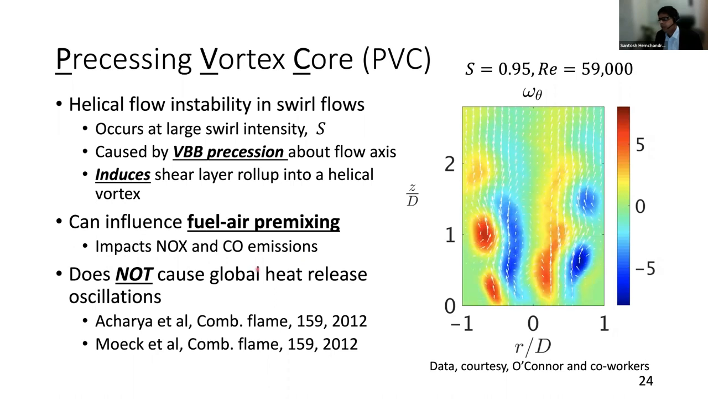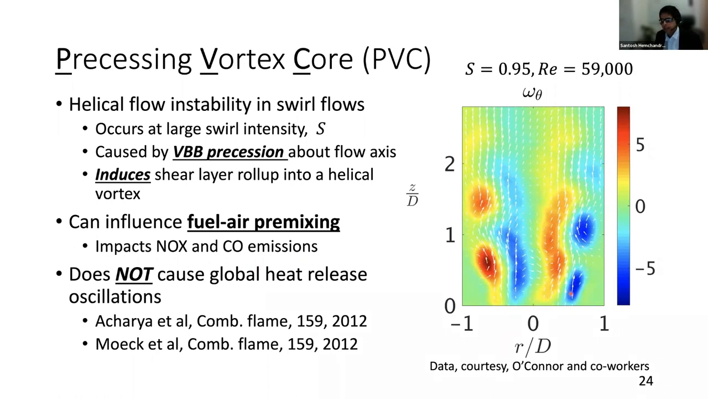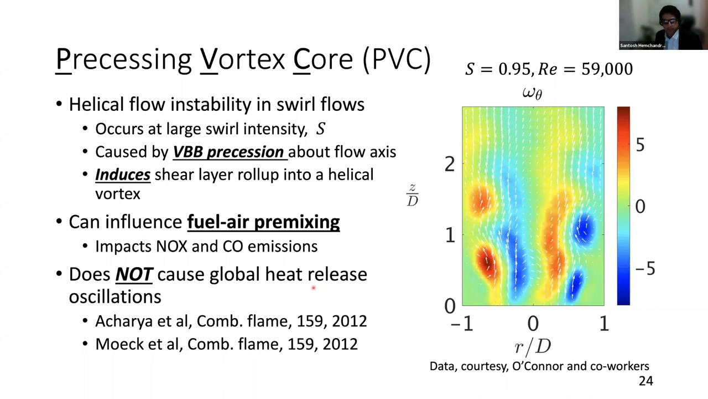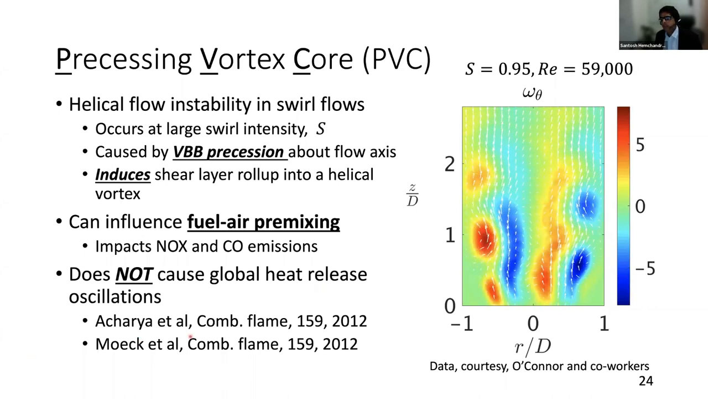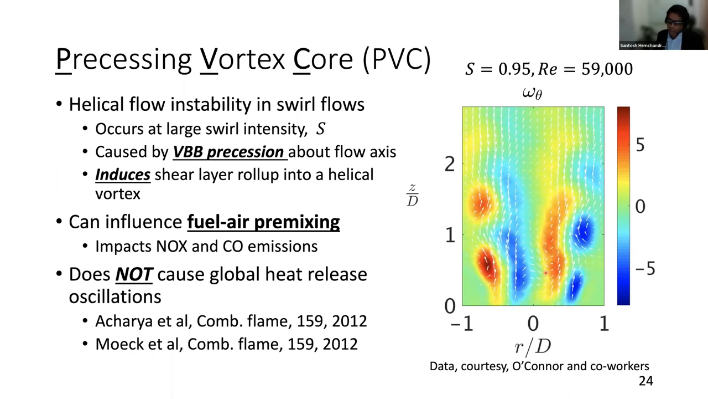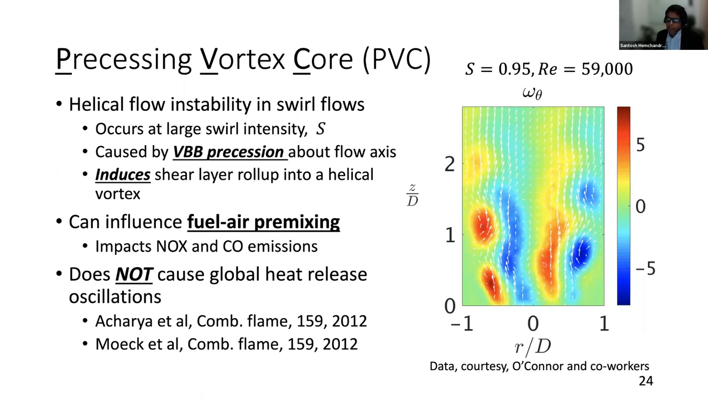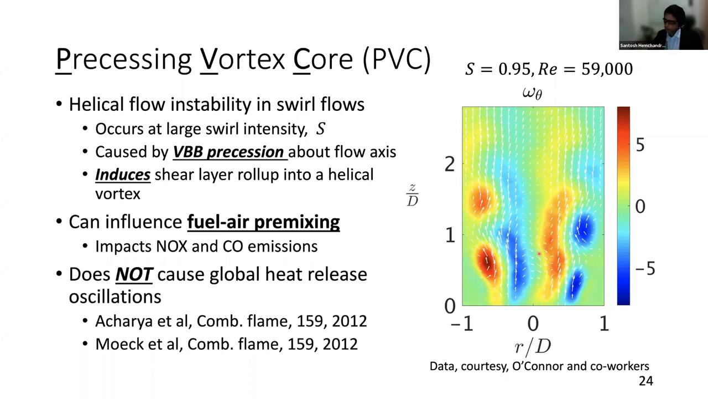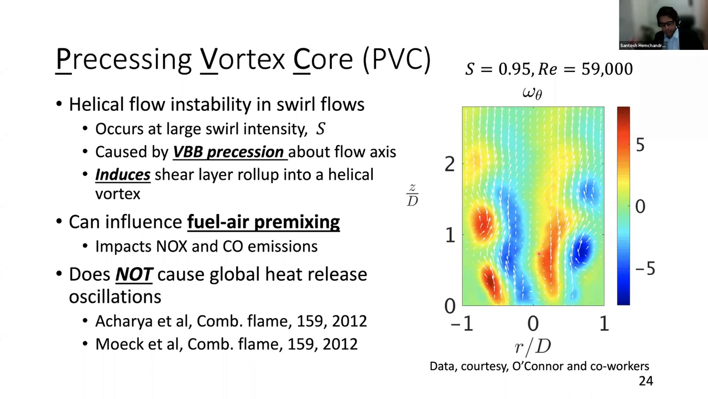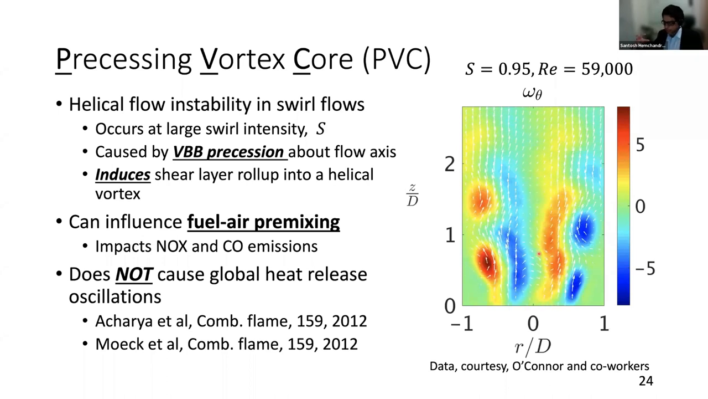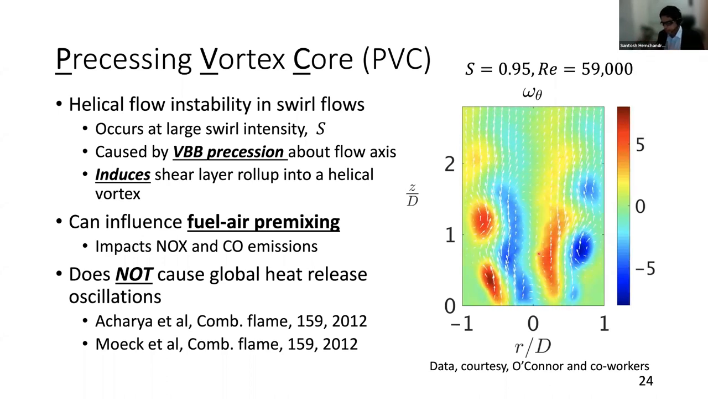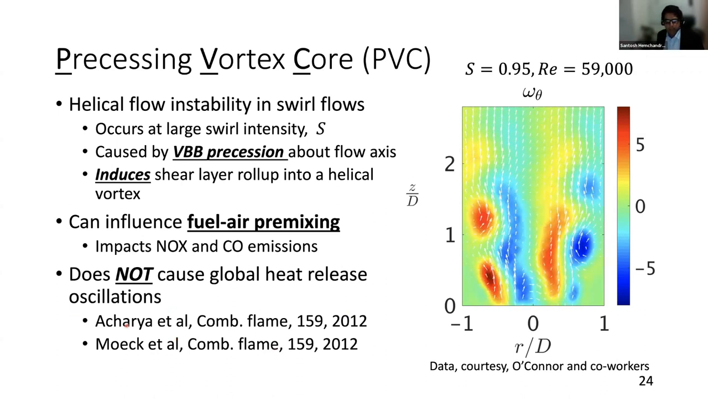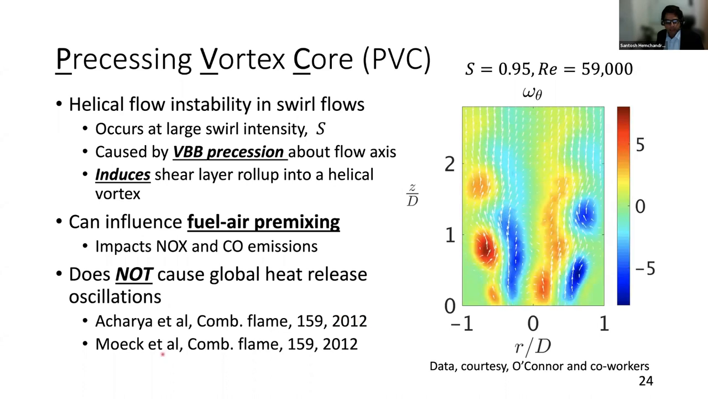But most importantly, despite all this action that the PVC induces in the flow, it does not cause global heat release oscillations. And that has to do with the fact that if you have an axisymmetric flame in the flow, the way the PVC wrinkles the flame generates an increase in area in one place that is balanced by a decrease in area at another place on the flame, so that the net effect is to have no heat release oscillation.